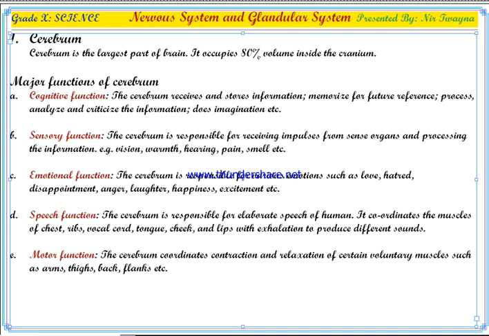And it includes these things: receiving and storing information. You receive information, you store information, that is done by the cerebrum. And after you receive information, it needs to be memorized for future reference, that is done by the cerebrum. Whatever information you receive must be processed, analyzed and criticized, that is done by the cerebrum. Whether the information you received is useful or not, whether it is correct or not, when it will be useful, all those things are performed by the cerebrum.